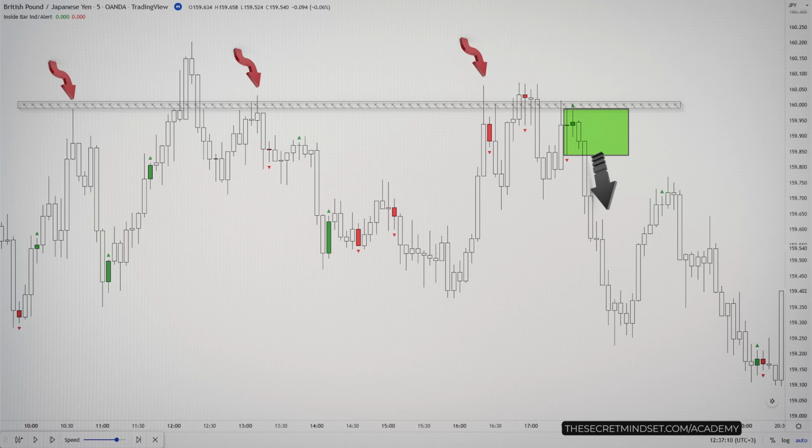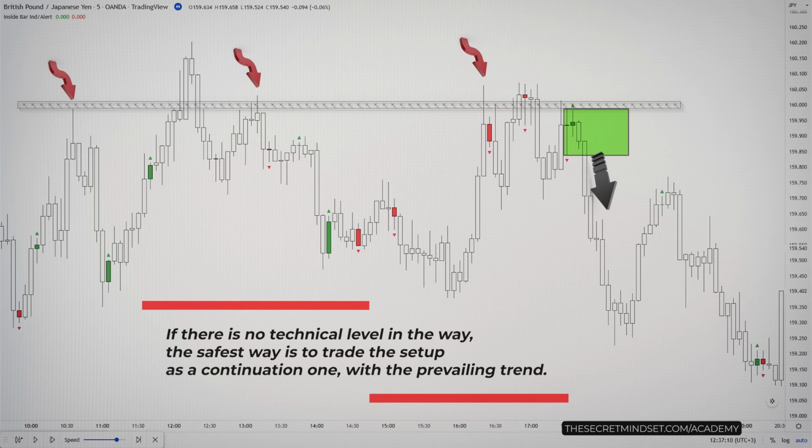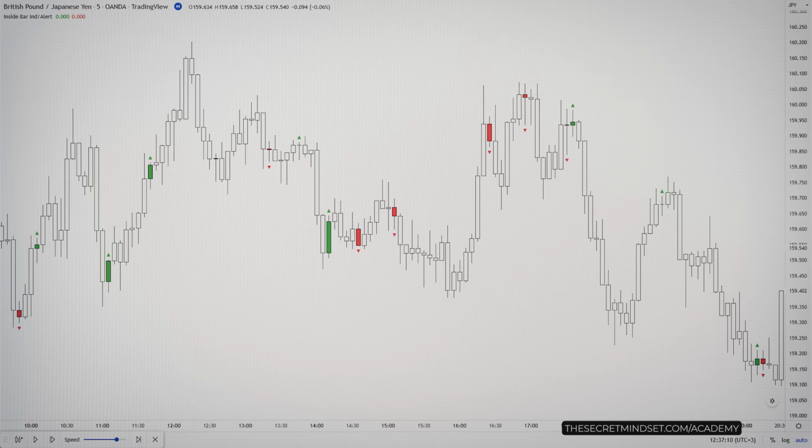We'll cover many scenarios later in the video. If there is no technical level in the way, then the safest way is to trade the setup as a continuation one with the prevailing trend.